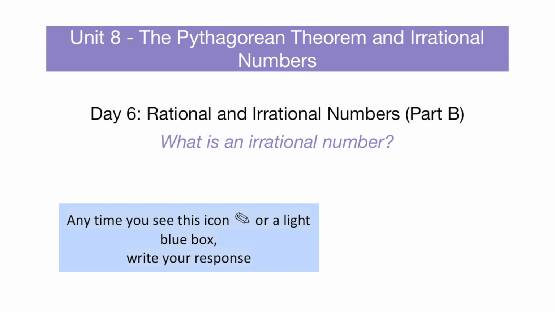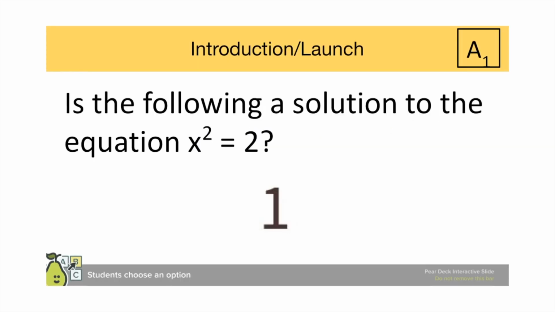Day 6, Rational and Irrational Numbers, Part B. What is an irrational number? The introduction is an activity in which students investigate the value of the square root of 2. As a result, students should believe that the square root of 2 is about 1.5, maybe a little bit less. Students should also understand that the square root of 2 is a number that we can multiply by itself and get 2, so the following statement is true. Square root of 2 times square root of 2 is equal to 2.